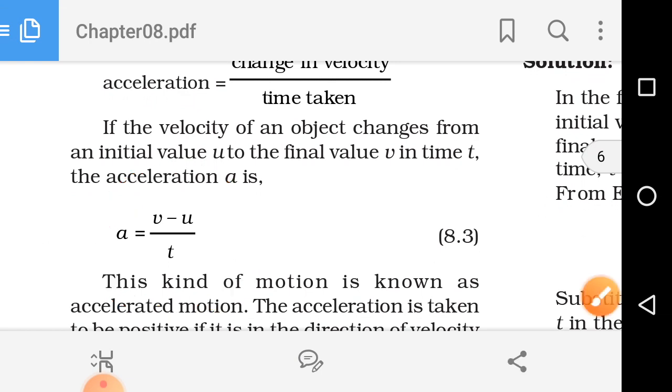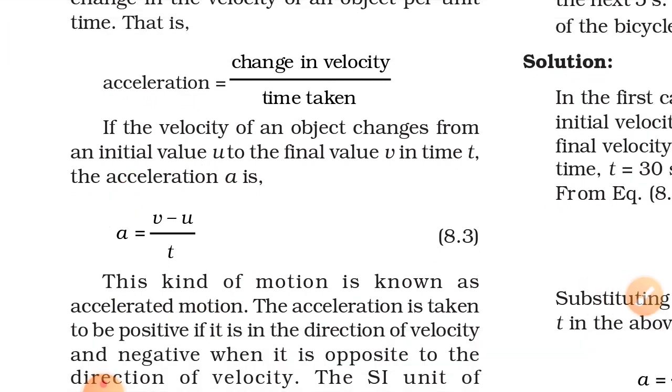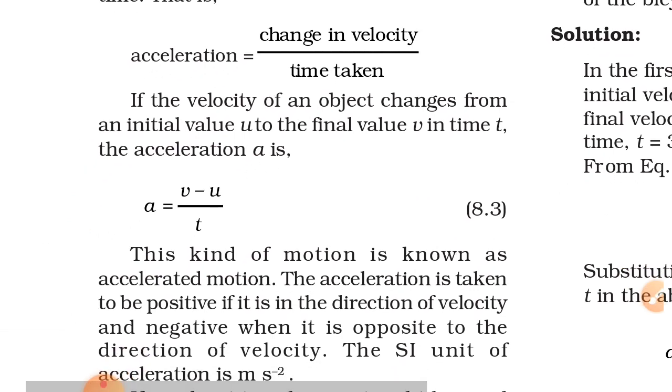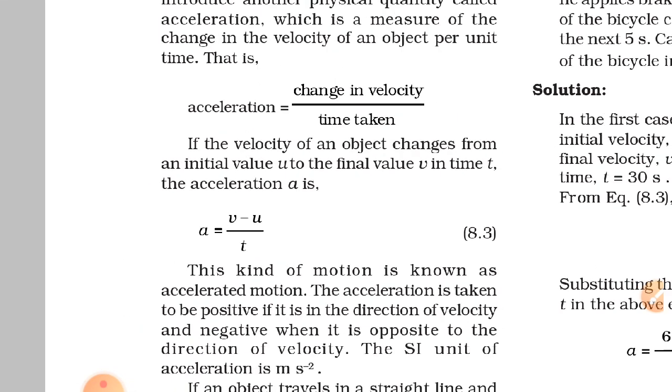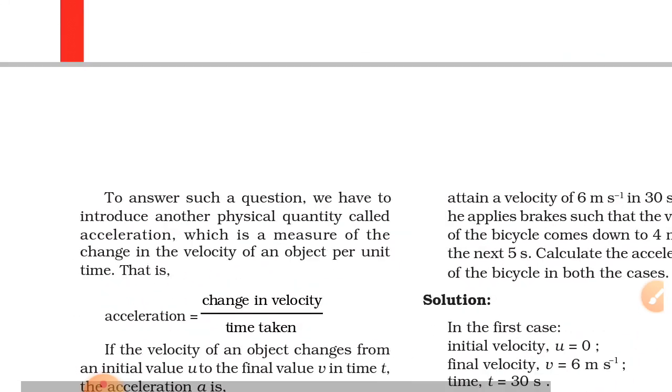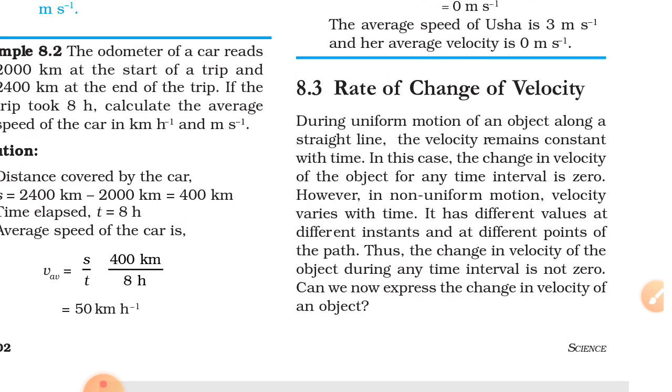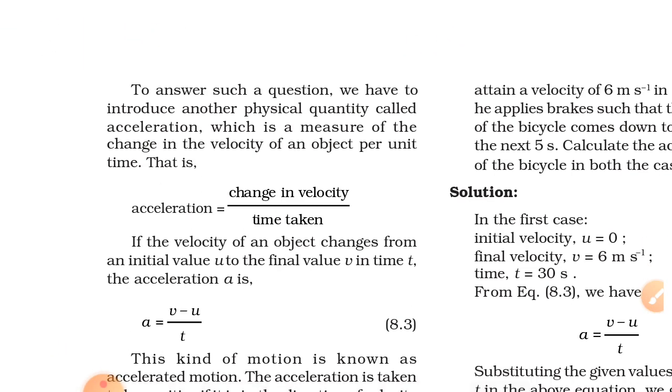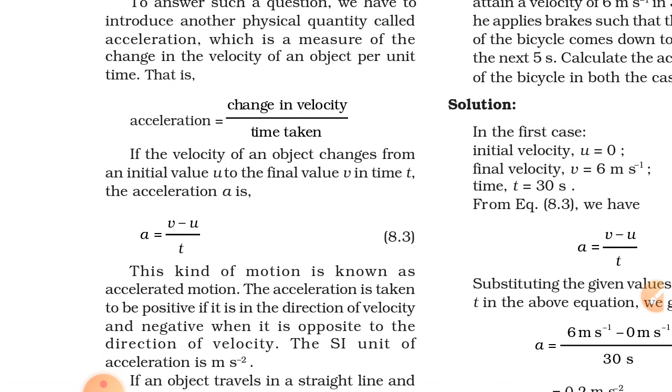What is v? V is final velocity. What is u? U is the initial velocity. So the change in velocity means final minus initial. That is change in velocity. What is time taken? For changing the velocity, how much time is taken, that much is over there. Okay, this is about acceleration. Go to your textbook, under the heading rate of change of velocity, you can see acceleration is equal to change in velocity divided by time taken. Mathematically we write a is equal to v minus u divided by t.